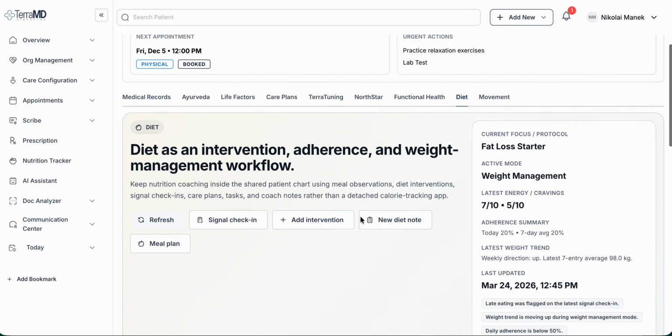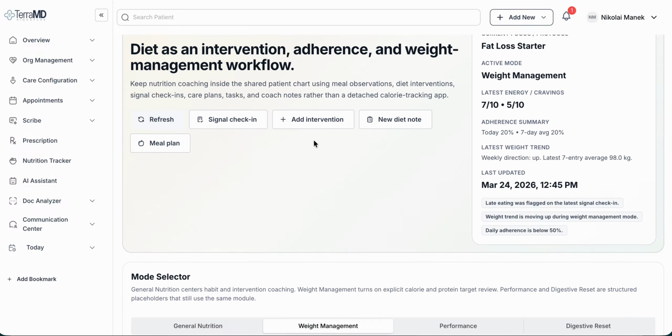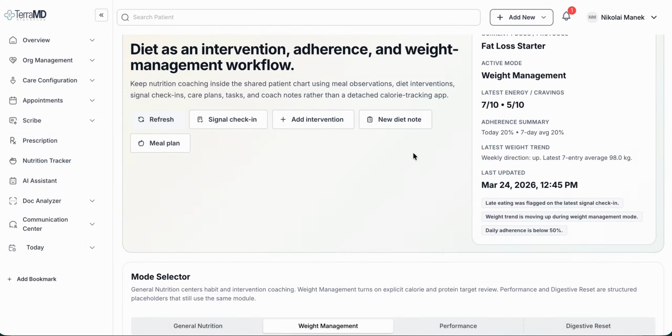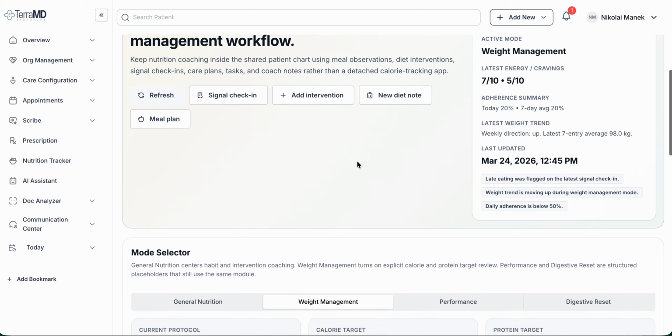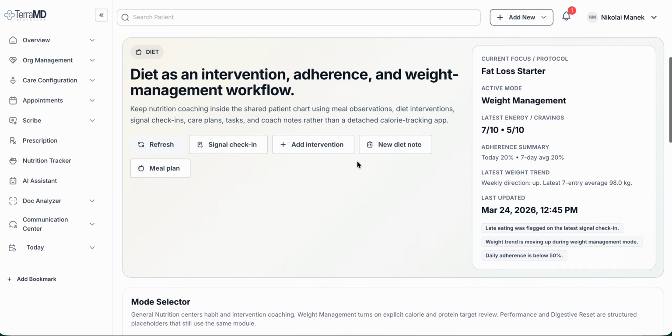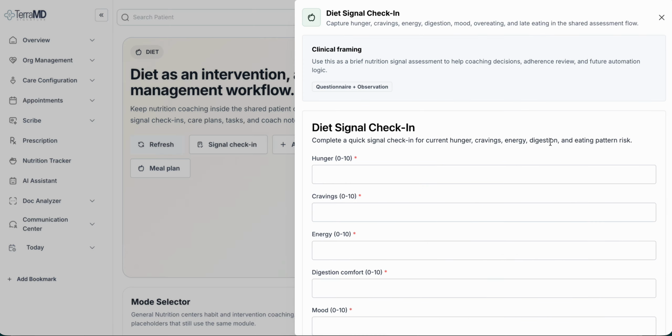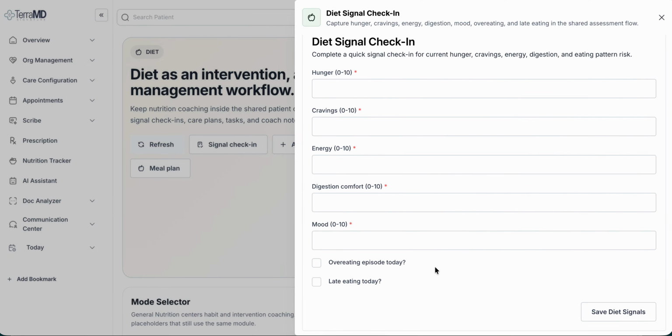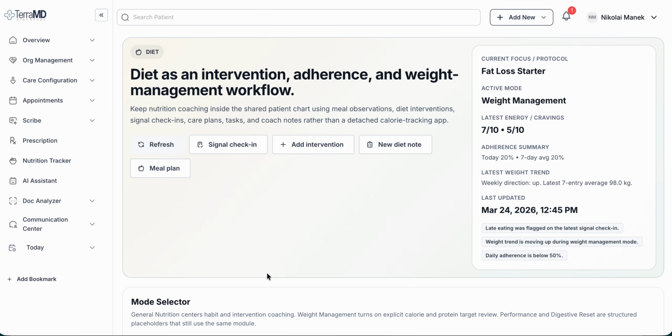Diet tracking. You can add interventions. You can track, where is it? Oh, here, signal check-in. Hunger, cravings, energy, digestion, comfort, mood, and so on. You can track those things.